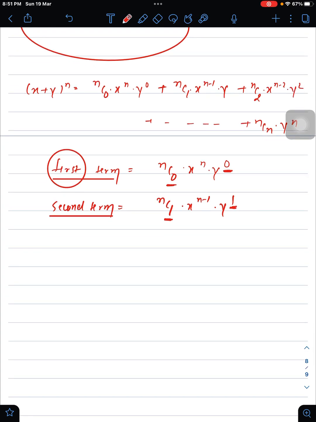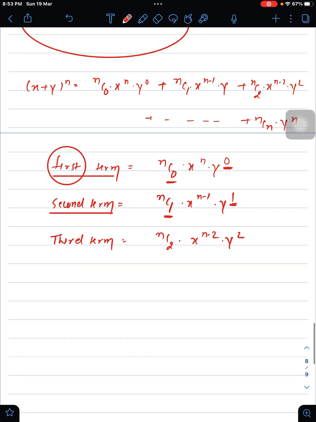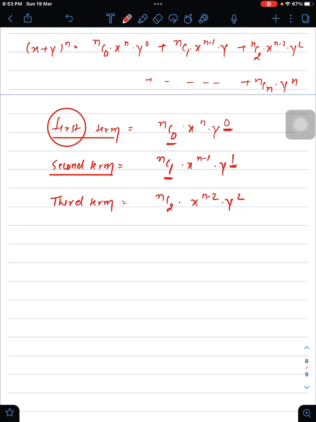Okay, just wait beta, let me give you some more examples. Third term. So what is the third term? Just look at the expansion. It is nC2 x to the power n minus 2 y square. Are you trying to observe something? Yes sir. Okay, let me conclude this for you.